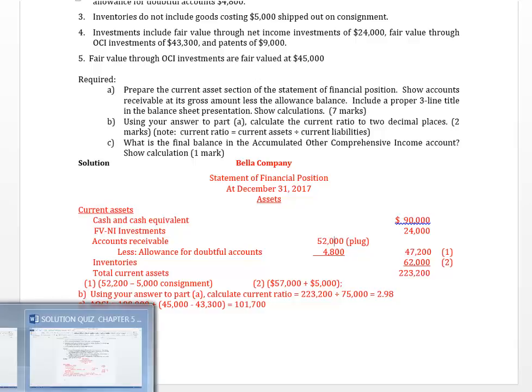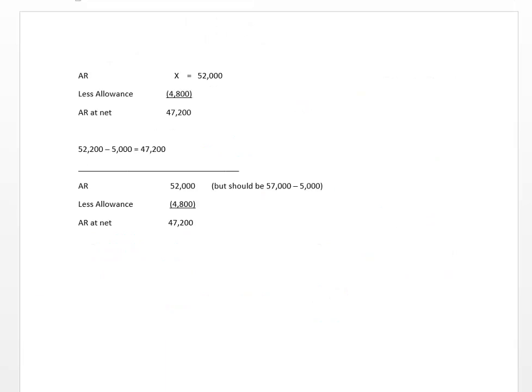Now, if you're not able to see that here, maybe if we did a little separate presentation of it up here, right at the very top. Again, if we understand that that $47,200 at net is just your original number at net, less $5,000 in receivables on consignment because there's no such thing, we should have had at net $47,200. So what is our number, we'll call X, such that when we deduct $4,800, we get $47,200? And if we work backwards, we see that's $52,000.